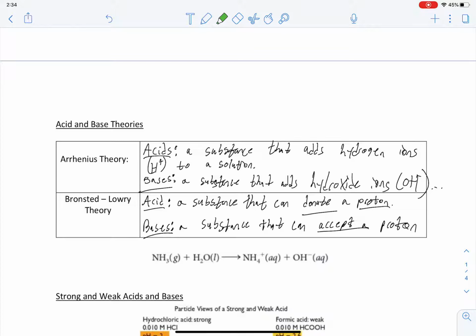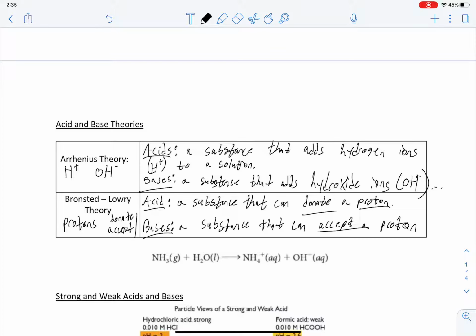Arrhenius, he's talking about hydrogens and hydroxides. So H plus and OH minus. Bronsted and Lowry, they're talking about protons donating and accepting. Right? If we want to boil it down to some key phrases, that's a good way to do it.